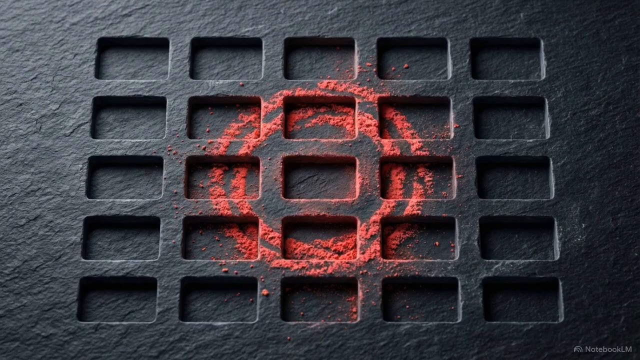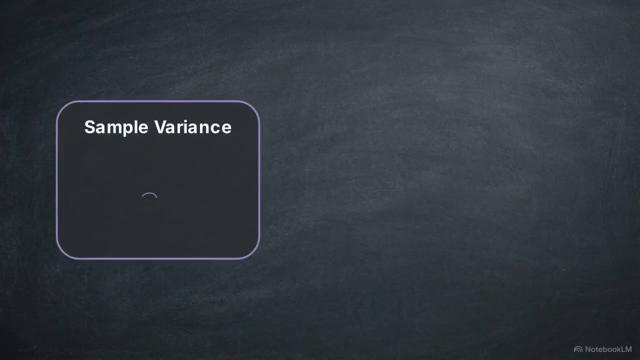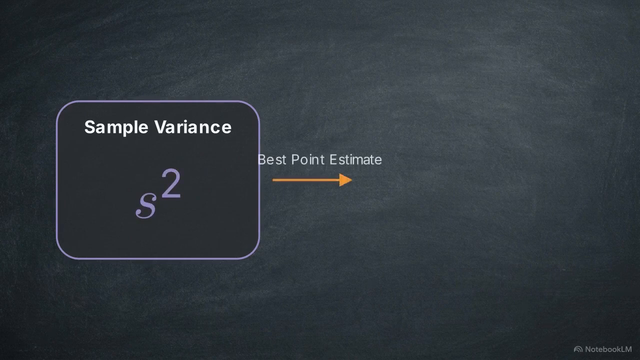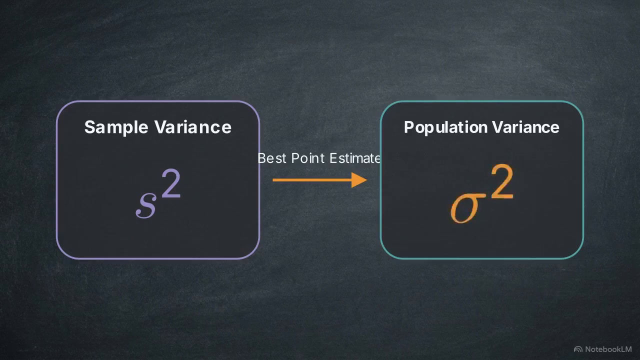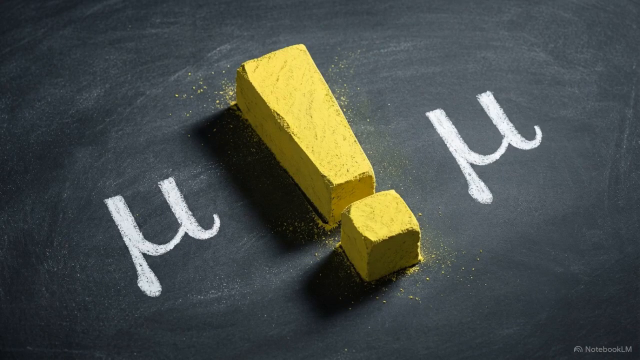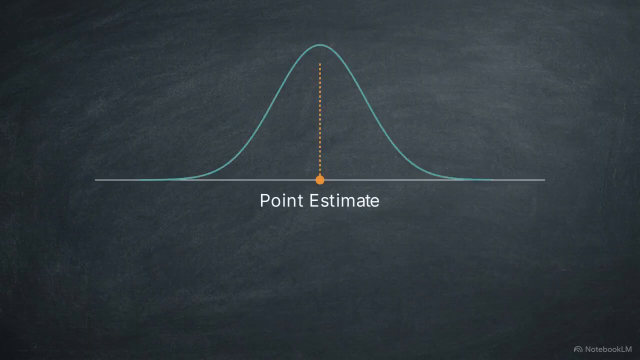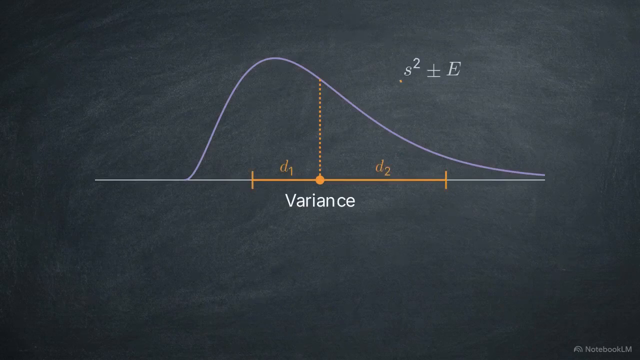We start with what we have in front of us. The sample variance, which we denote as S squared, serves as our single best point estimate for the underlying population variance. Here is where standard logic fails us. If you try to predict a population mean, you build a clean, symmetric margin of error around your estimate. Estimating variance shatters that symmetry.